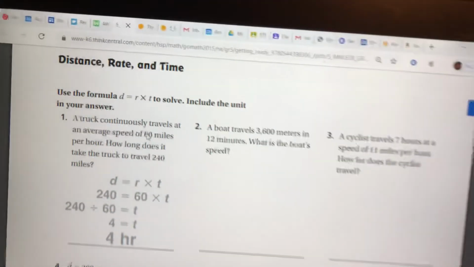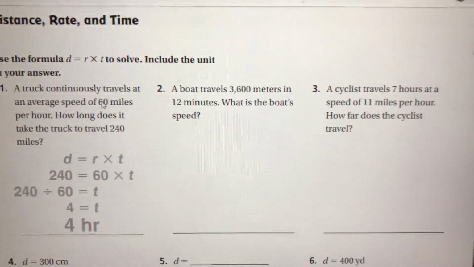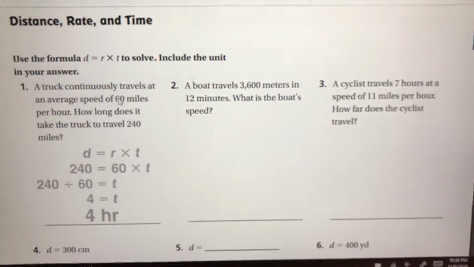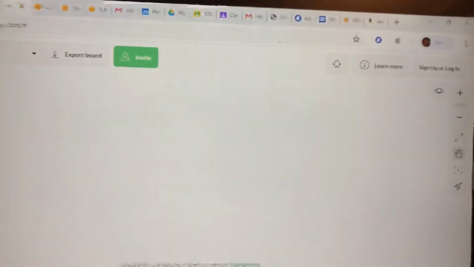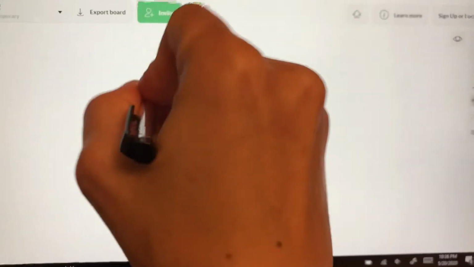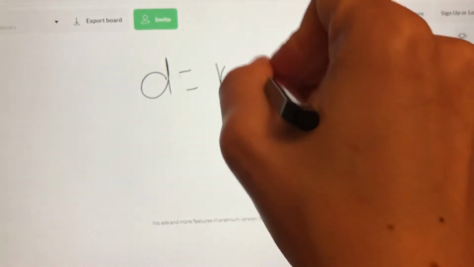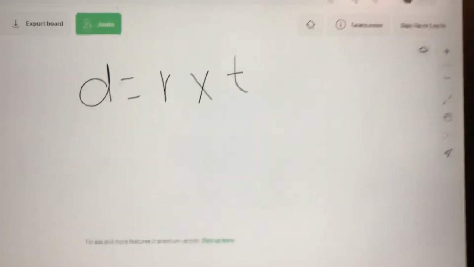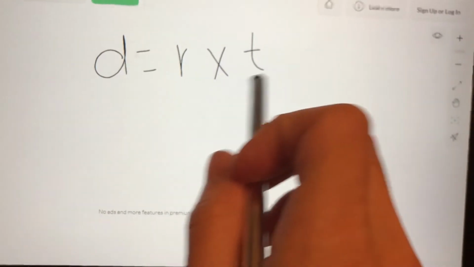Hi boys and girls, today we're going to go over lesson 11 and this one is about distance, rate, and time, okay? What I want you guys to focus on is the formula. Distance equals rate times time, okay? D means distance, obviously, R is rate, and T is time.